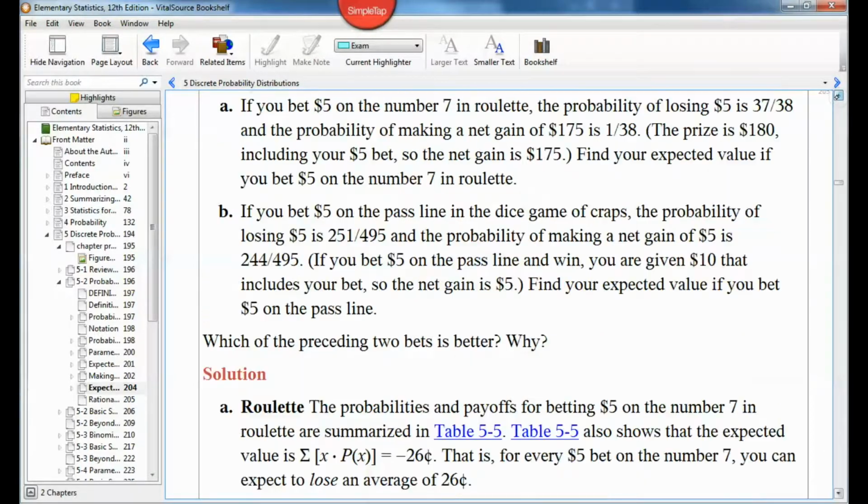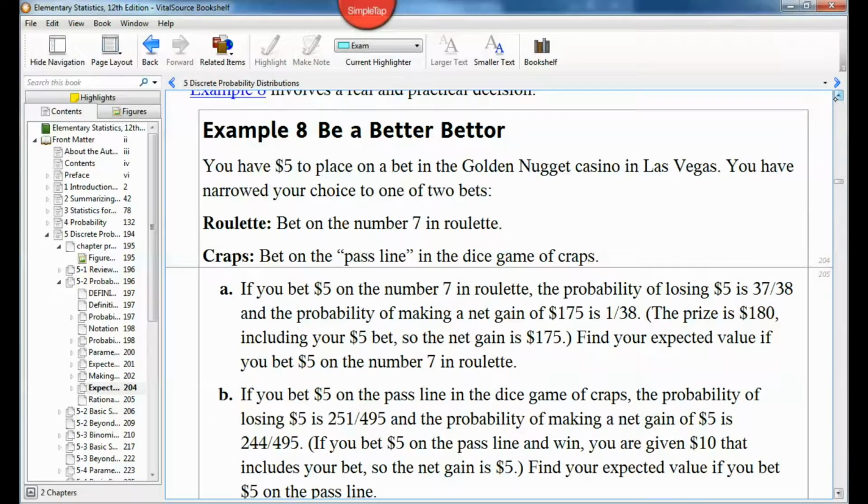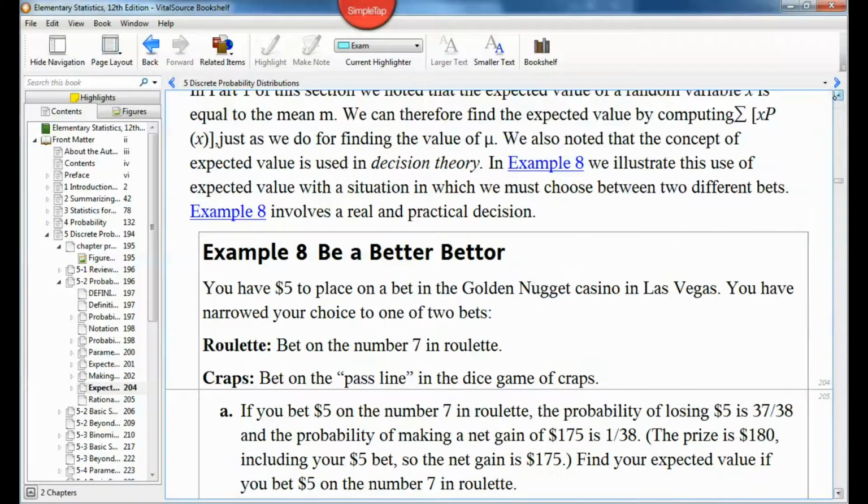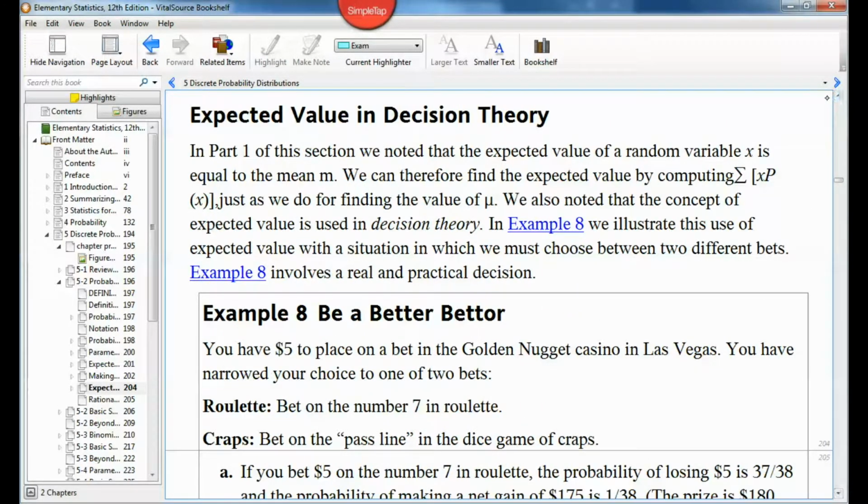Now, expected value. I don't believe we've had a chance to work an expected value problem. And you can use this concept of expected value to figure out how much money the casinos are going to make on a certain game if you know the odds.